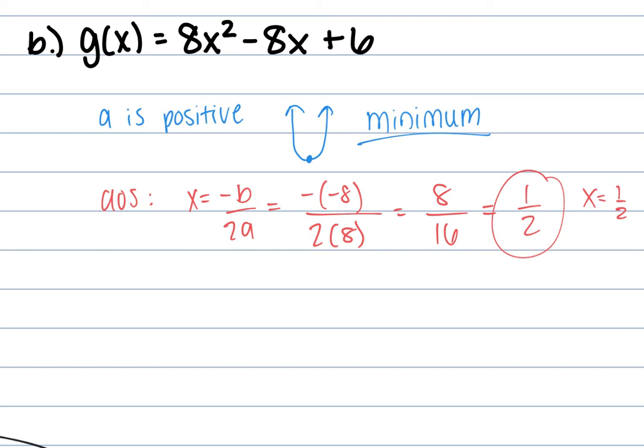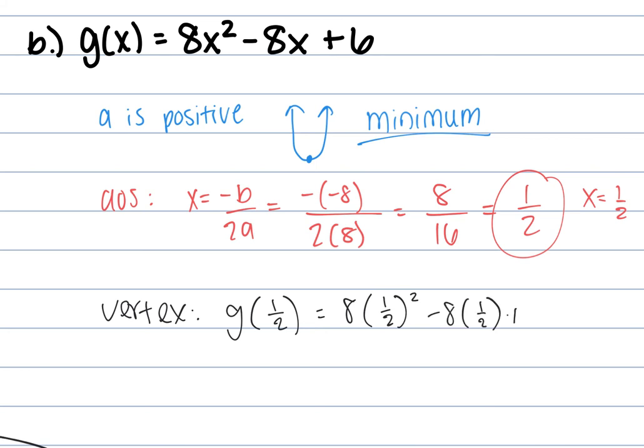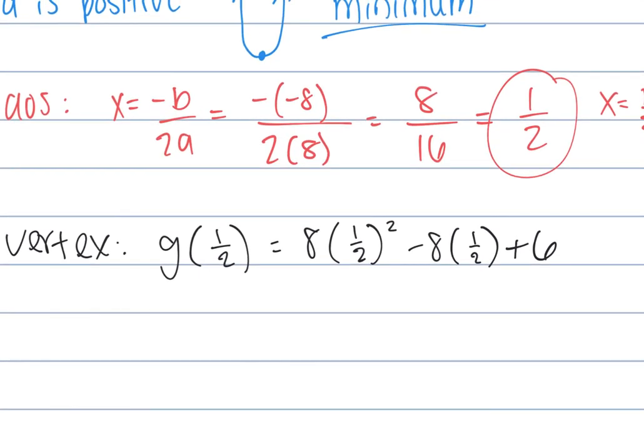Then what do I do with that? You plug it in. So my vertex is going to be g of 1/2, and it's going to be 8 times 1/2 squared minus 8 times 1/2 plus 6. Yeah, Janessa? I missed yesterday, so I don't know how to formula it. Okay, so after this, you must square first. So it's going to be 8 times 1/4 minus 8 times 1/2 plus 6.